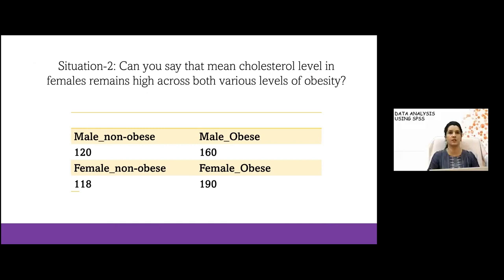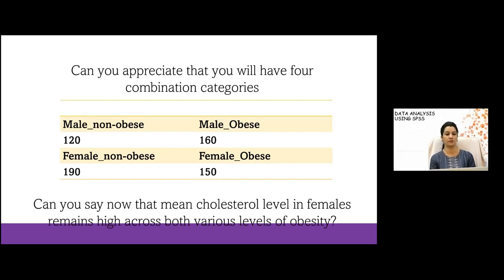But if you see this, you cannot say the same statement here, because here you will see that the females who are non-obese are having less cholesterol than the male non-obese. So we are having again 4 combinations here. So male non-obese, male obese, female non-obese, and female obese, right? So again, in this example, can you say that the mean cholesterol level in female remains high across both levels of obesity?